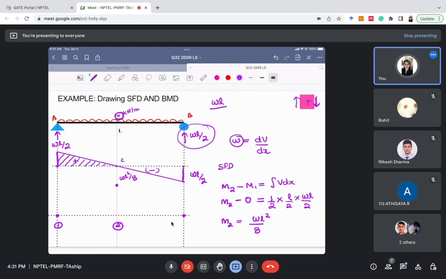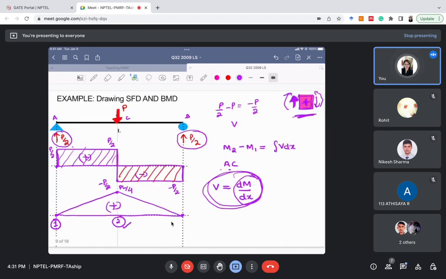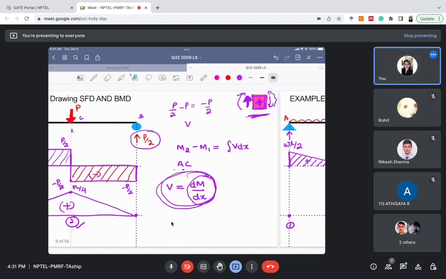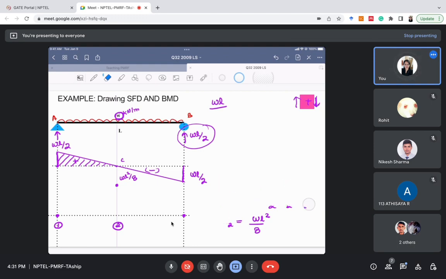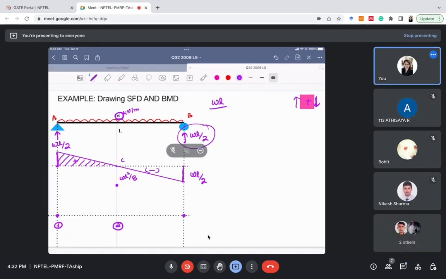Okay, so now how to join? What should be the shape? Should we join it like this? Like in the earlier problem we joined it with a straight line. So what should be the shape now? For drawing the shape, I'm again considering the same formula.